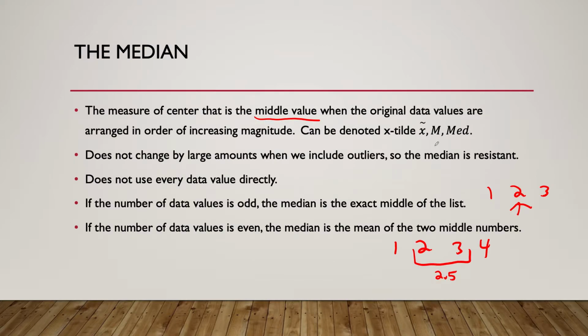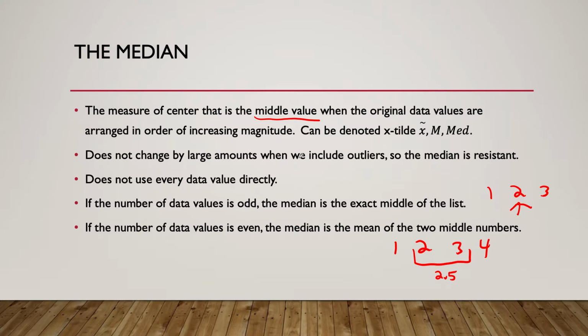The median is a second measure of central tendency. This is the measure of the center that's the middle value when the original data values are arranged in order of increasing magnitude or decreasing magnitude. The order technically does not matter per se. Typically, we're taught increasing. There's no set way of denoting the median. You could write x tilde, so an x with a tilde on top, a capital M, the word med, the word median, anything like that.